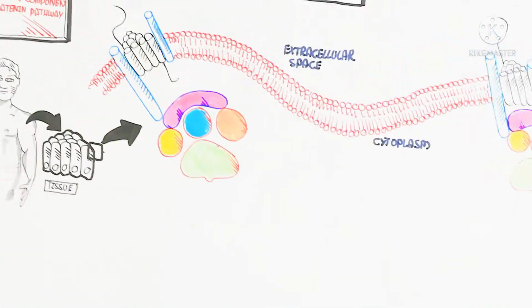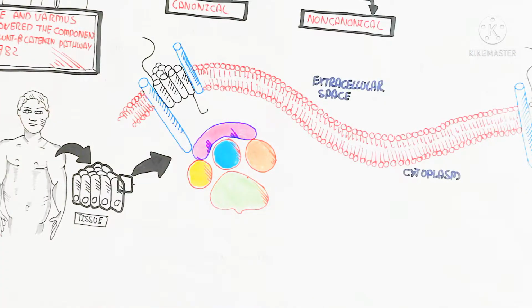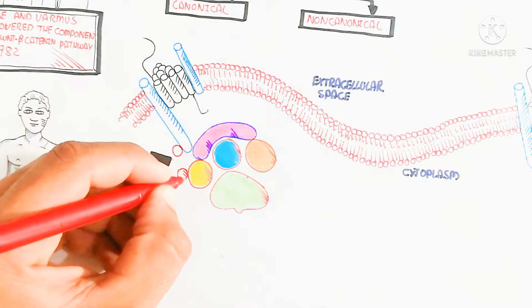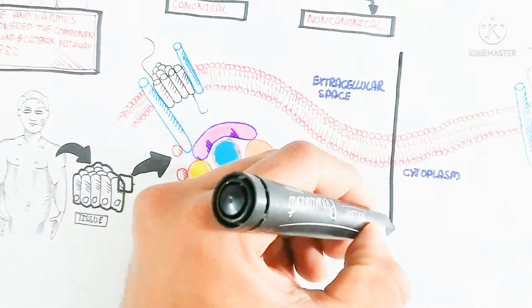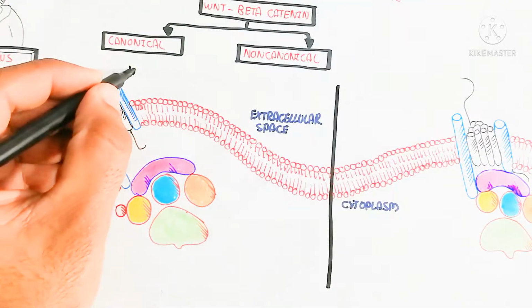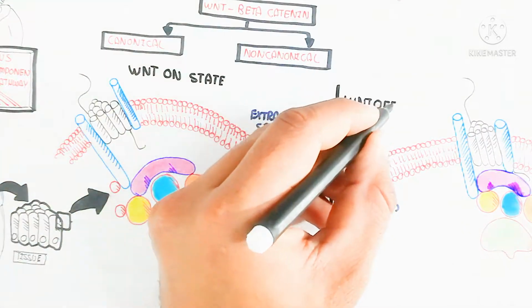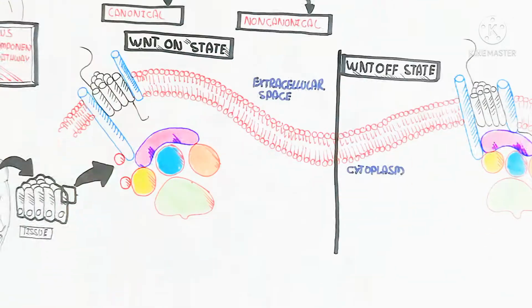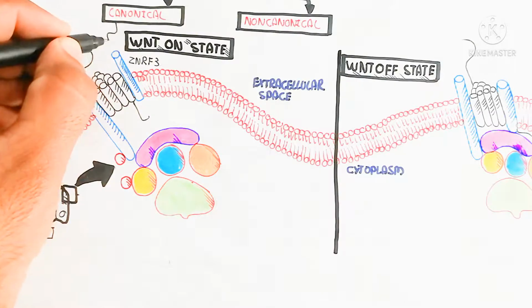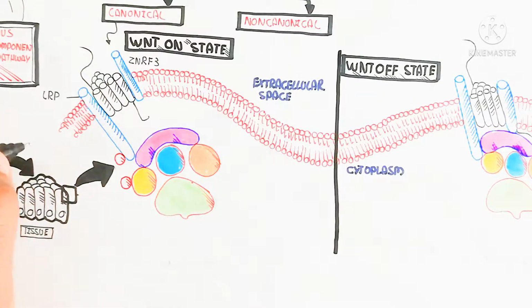Let's begin to understand this very important part. Here the Wnt molecule will bind. Here I am denoting the Wnt. Here is ZNRF3, which is part of this, and here we will discuss the Wnt on state, and here the Wnt off state. So we will discuss the difference between both parts here.